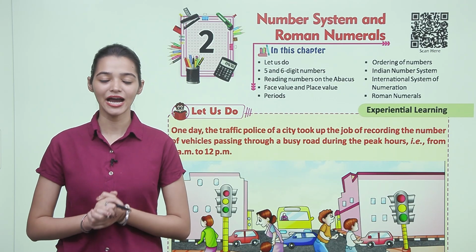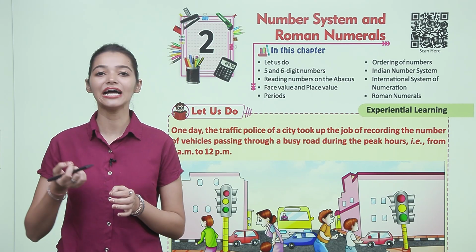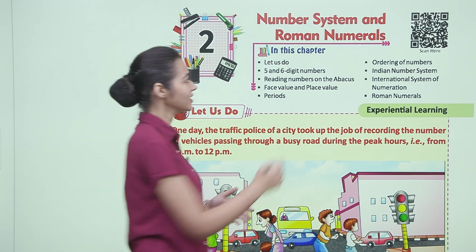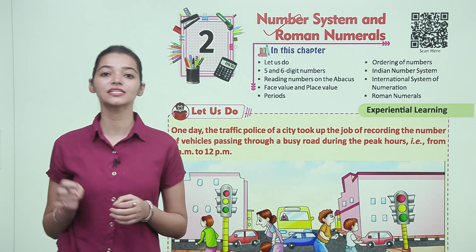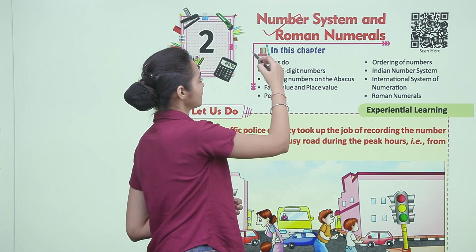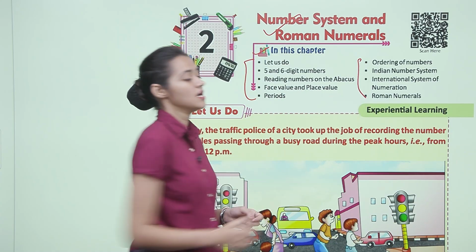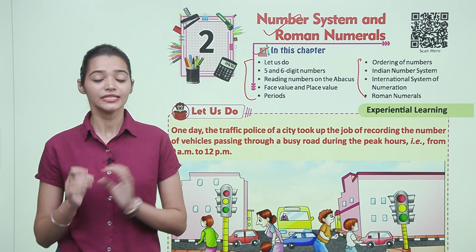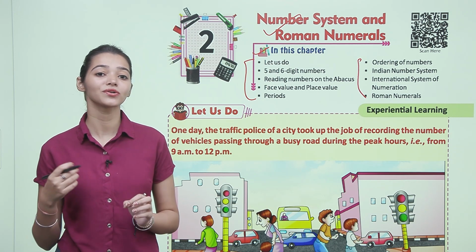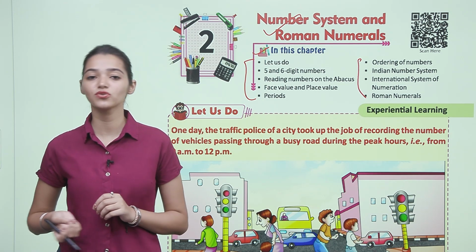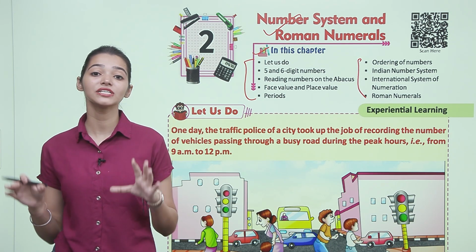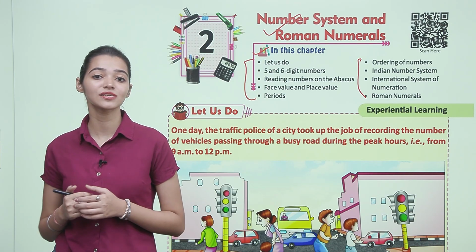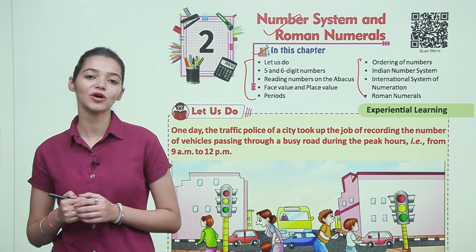My name is Renu Rathi and we will be learning a very interesting and relatable topic, that is number system and Roman numerals. In this chapter we will revise what we have learned earlier, that is Let Us Do, then 5 and 6 digit numbers, reading numbers on the abacus, face value and place value of those numbers, periods, ordering of these numbers in the Indian and international system of numeration, and then we will learn about Roman numerals.